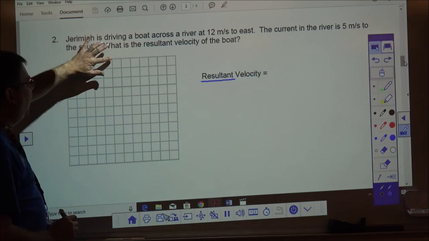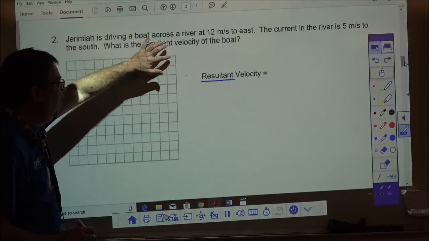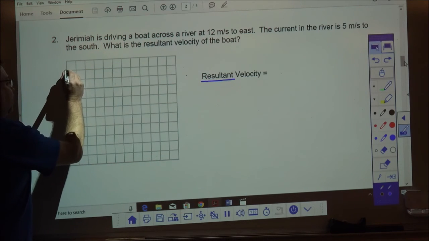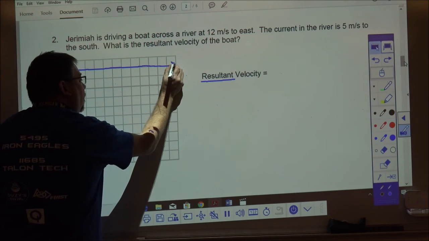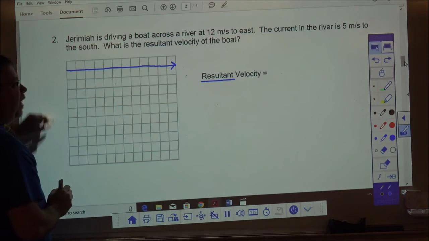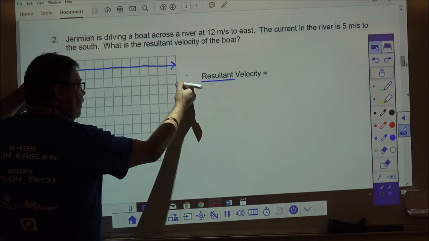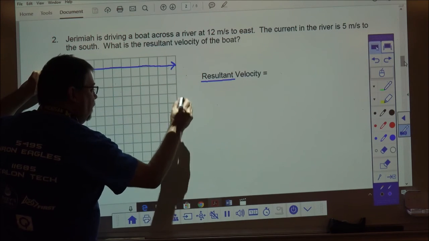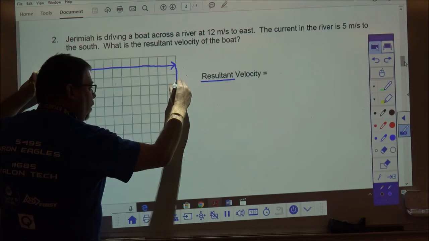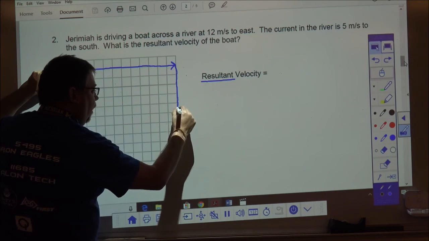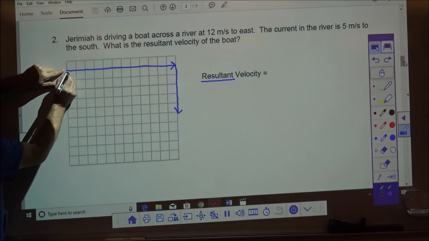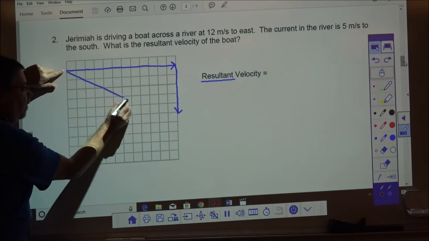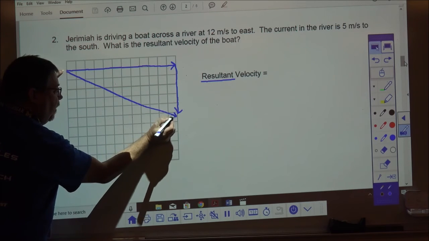1, 2, 3, 4, 5, 6, 7, 8, 9, 10. All right, I used up all the boxes. So 12 to the east is going to be all the way across. And then 5 to the south. So 5 to the south is 1, 2, 3, 4, 5. All right. So this is Jeremiah's resultant velocity right there.